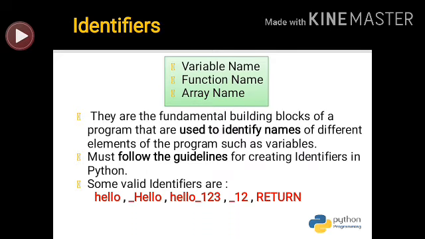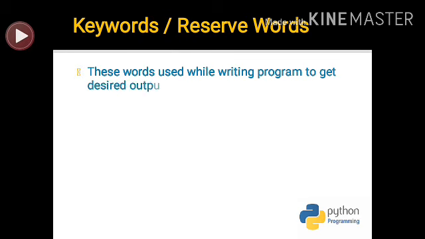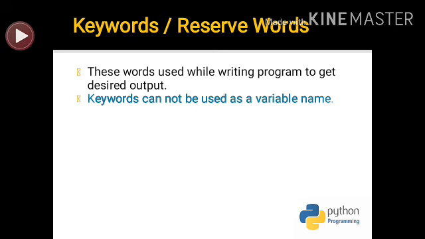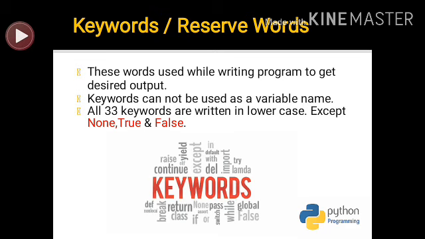Now keywords. They are also called reserved words. These words are used while writing a program to get the desired output. Keywords cannot be used as variable names because they are reserved. We have 33 keywords in Python, all in small letters except 3, True, False, None, whose first letter is in capital letter.